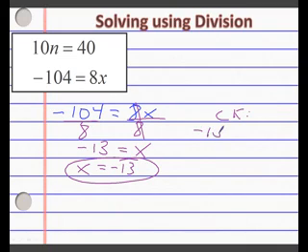Let's check it. So negative 104 equals 8 times x, or 8 times negative 13. So negative 104 equals, now positive times a negative is a negative, and 8 times 13 is going to be 104. So we worked that problem correctly.